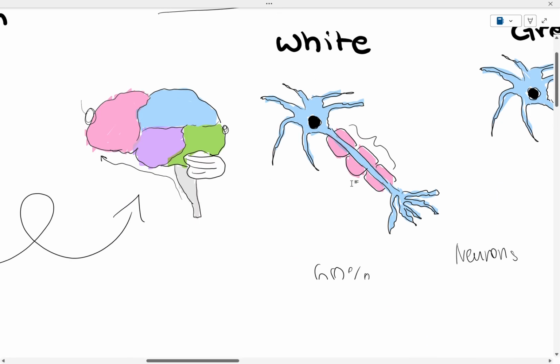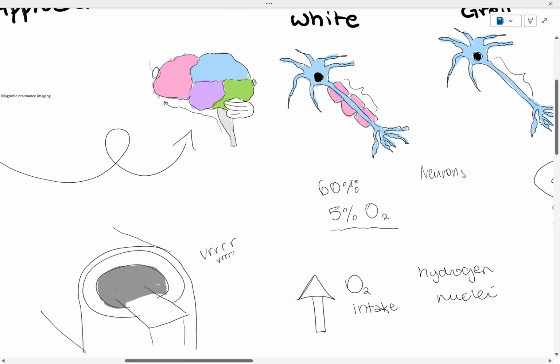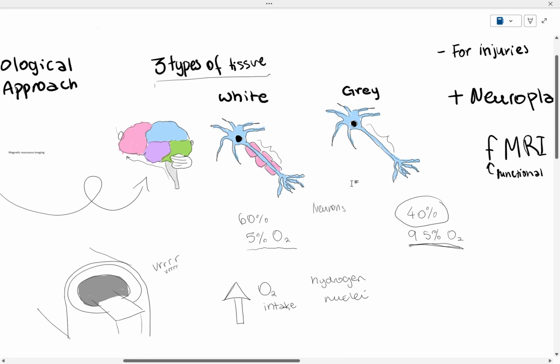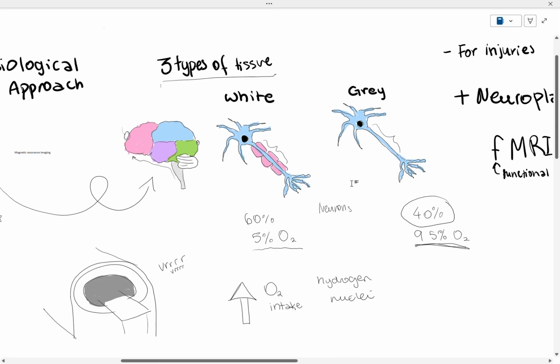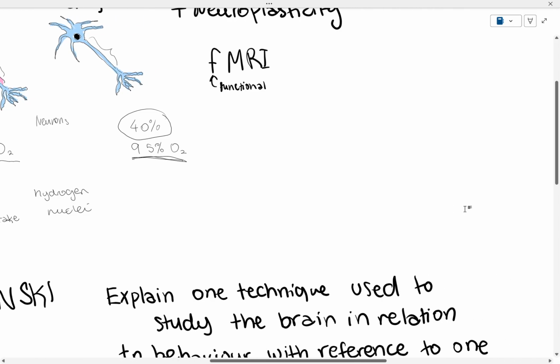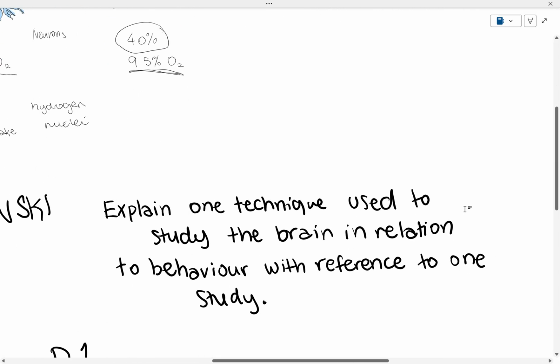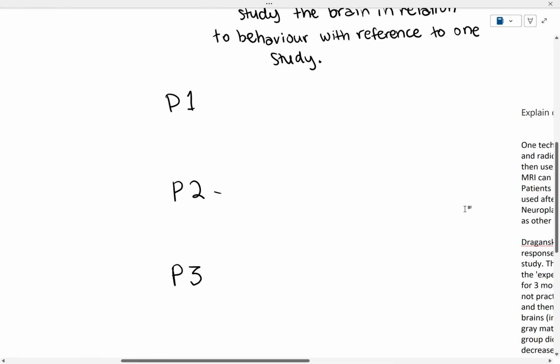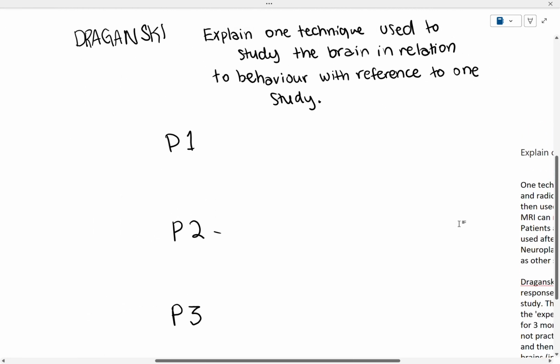Okay, now let's move on. Okay, so as you already know, this is basically MRI in a nutshell, and let's move on to how to write an SAQ surrounding this question. Okay, so explain one technique used to study the brain in relationship to behavior with reference to one study. Now, you may know already how to write an SAQ. If you don't, please let us know and we'll make a video about how exactly to write one.